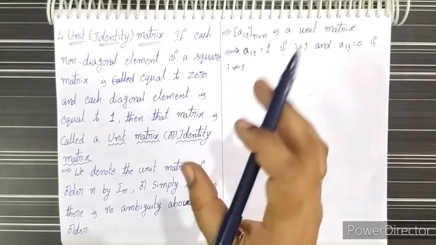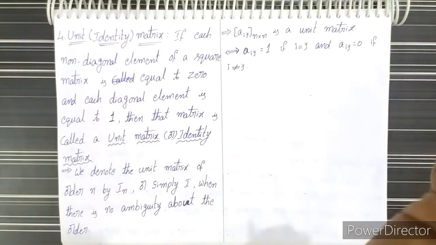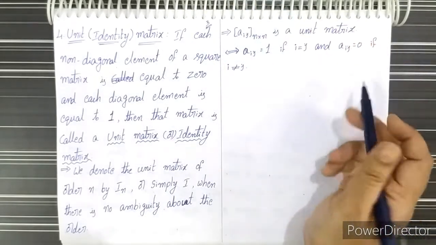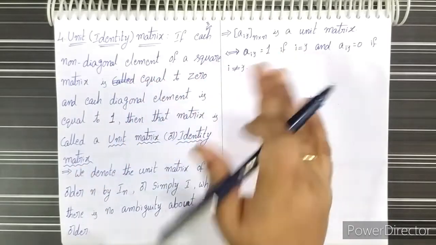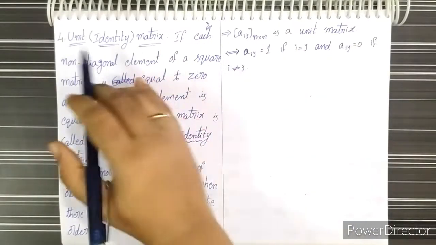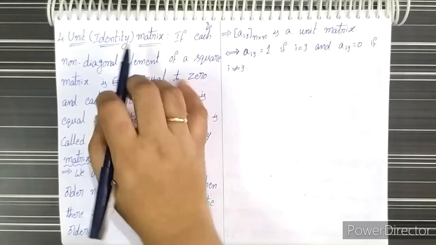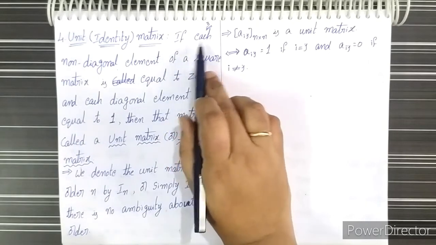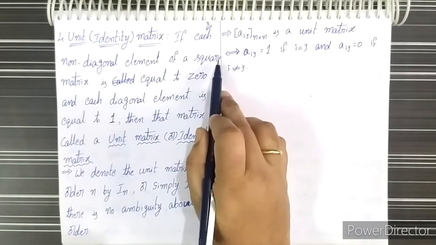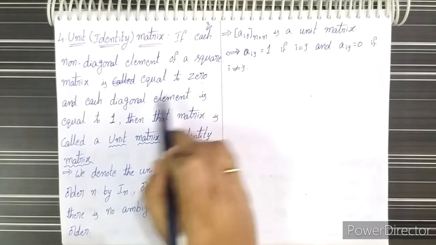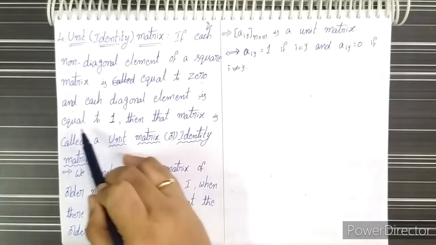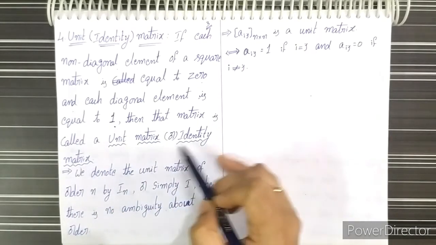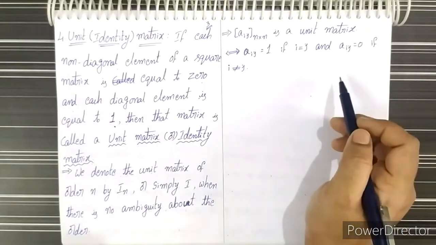In the previous video, we discussed three types of matrix. In this video, we will continue the types of matrix. The fourth type is unit matrix or identity matrix. The definition is: if each non-diagonal element of a square matrix is equal to 0 and each diagonal element is equal to 1, then that matrix is called a unit matrix or identity matrix.